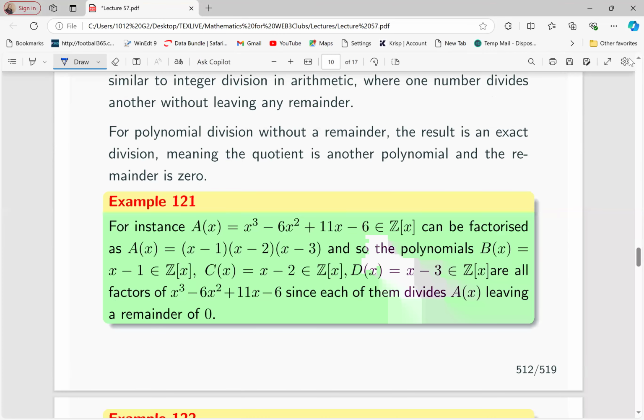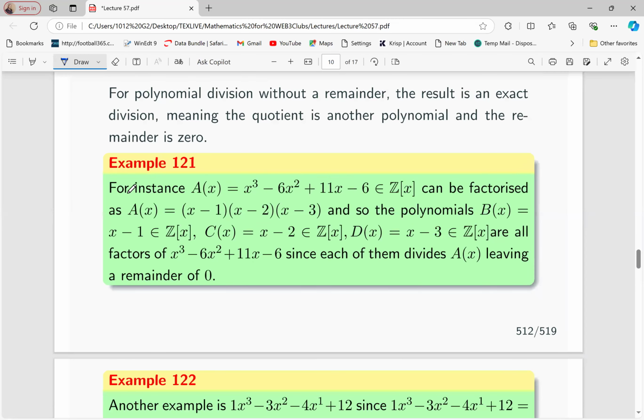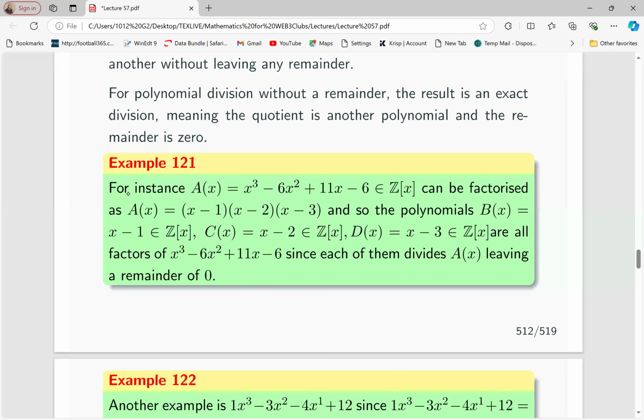Now, what about if the coefficients are integers mod n? That's what I want us to look at. But before that, I showed you that after that division, we can always factorize the polynomial.